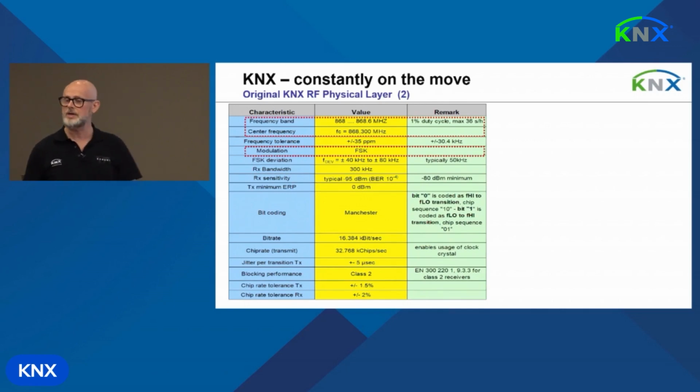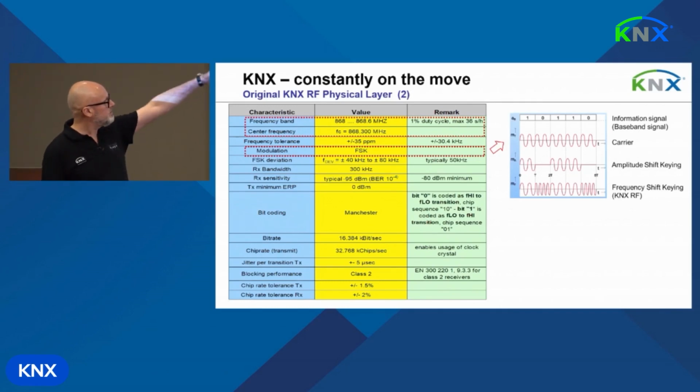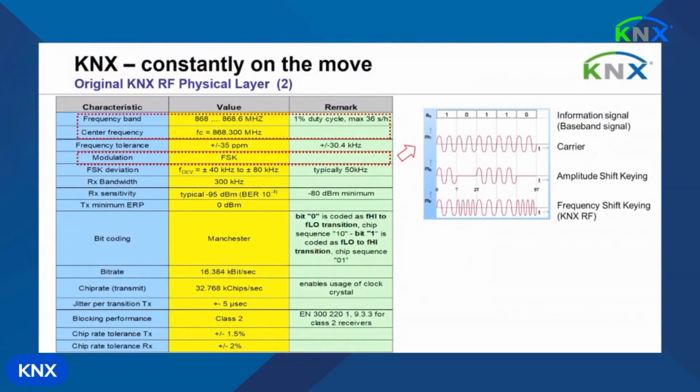The modulation technique that was selected for KNX radio frequency is the frequency shift keying mechanism, and I'll briefly explain what that means. If you look at the upper part of the picture, you have the information signal and a carrier. In the third line, you see what an amplitude shift keying would look like. And in the lower line, you see the technology that is used for KNX radio frequency, so the frequency shift keying. The logic states 0 and 1 are generated by a slight deviation in the carrier middle frequency.